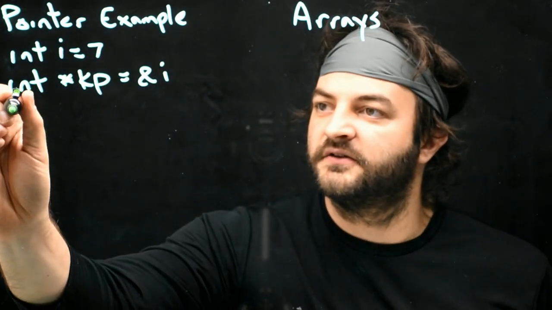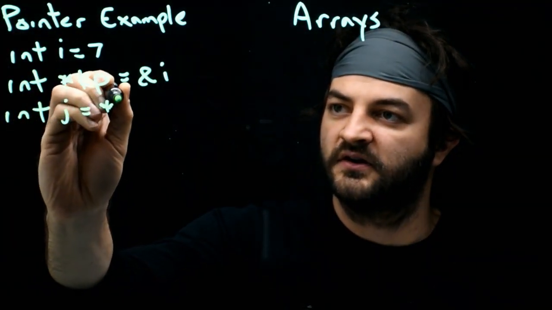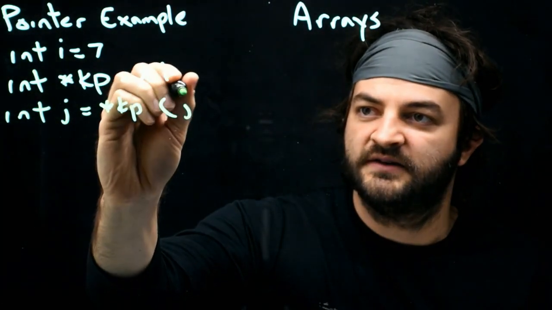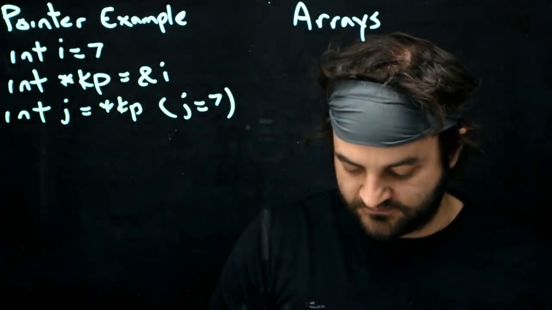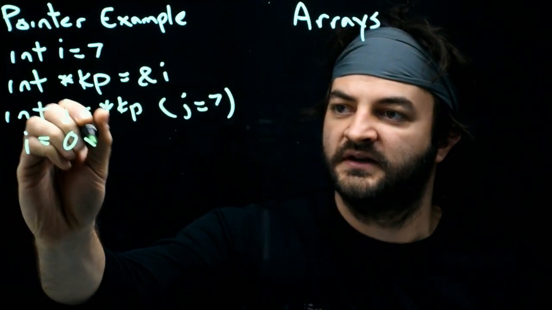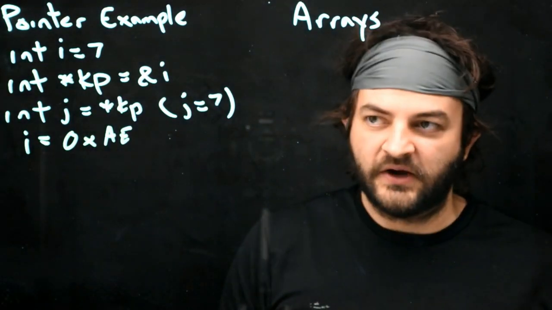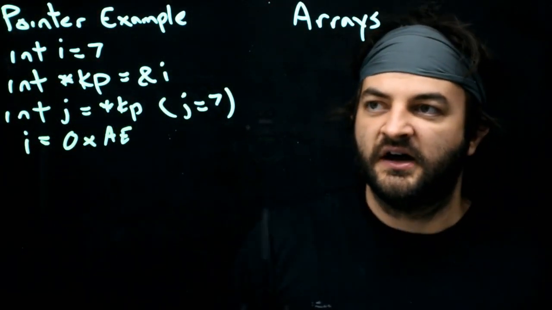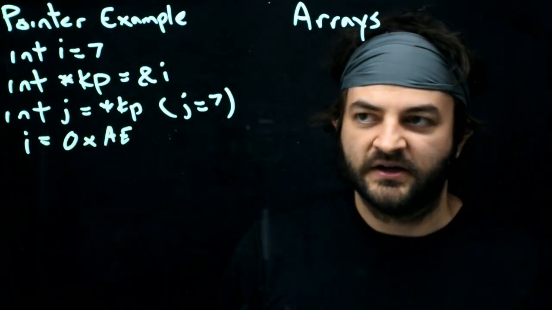So now I'll make another variable int j, and I'll say that j is equal to star kp. Okay, so what does that mean? That means that j, if we'd asked for j, is equal to 7 at this moment. Now I can change the value of i. I could say i, and maybe I'll change it to a hexadecimal number, AE. Okay, so now i has that new value in it. j is still 7 because we haven't told j to change, even though j was assigned from the value of i, it hasn't been told to update yet.